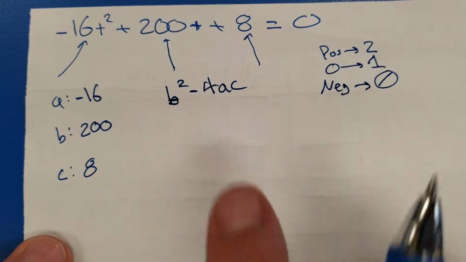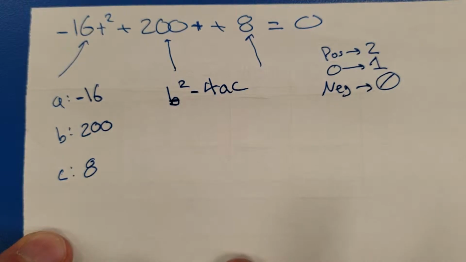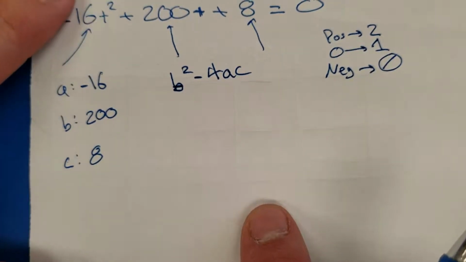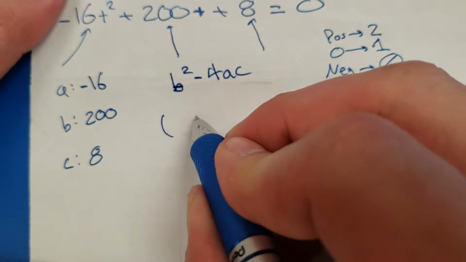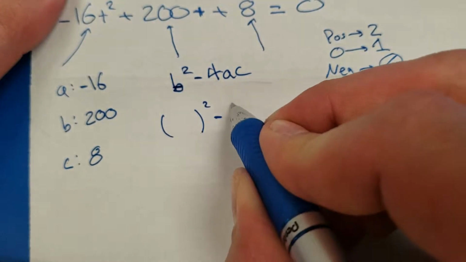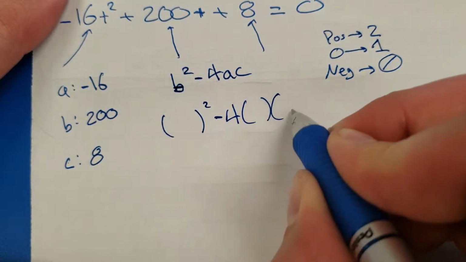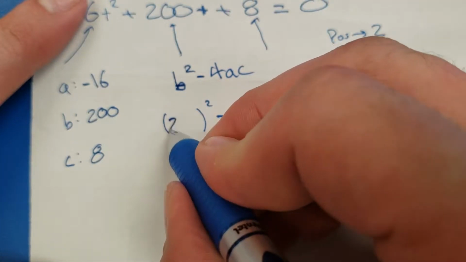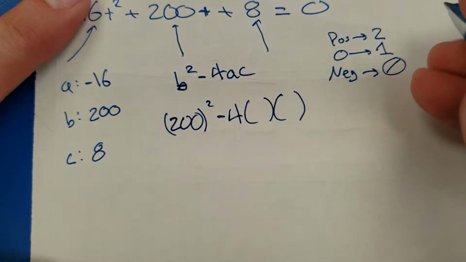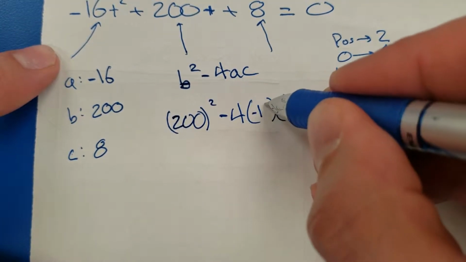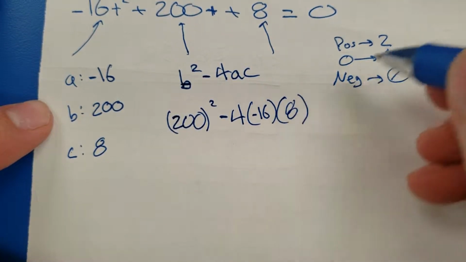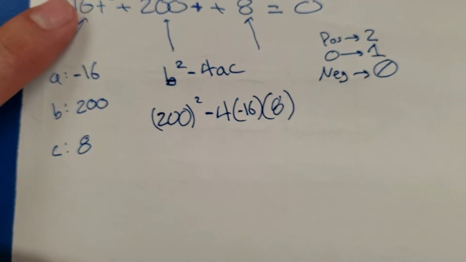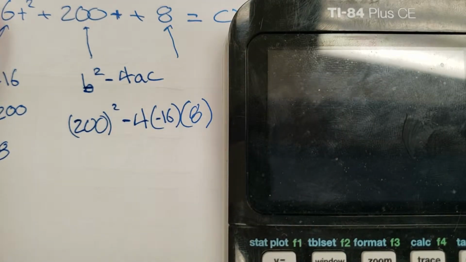So, recap. Hopefully, with my gravity function, I'll get a positive so I can actually find an answer here. I should, okay? Watch this. Bracket, bracket, square it, minus 4, bracket, bracket. Look at that. That took 3 seconds. Write it out. You'll be fine. 200 squared minus 4 times the negative 16 times the C value, which is 8. There you go. Look at that. Doesn't take any talent at all to write that down.